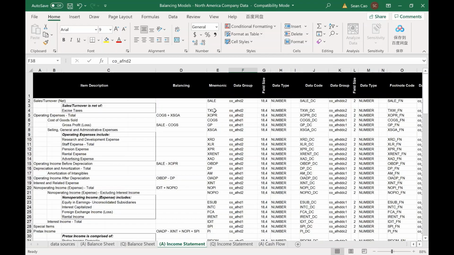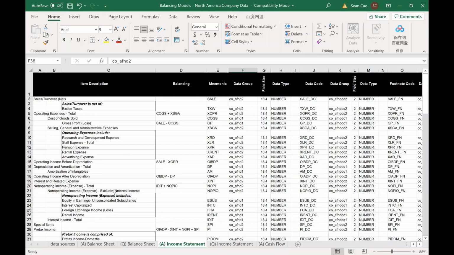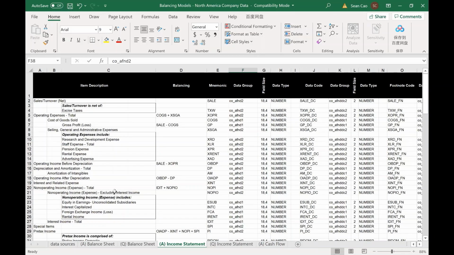The sales variable will be available, and after sales you have cost of goods sold and gross profit, and you have different R&D expense, staff expense, pension expense, rental expense. So you have all the variables available for you to do the calculation, and then you have operating income before depreciation, and then you have depreciation and interest.